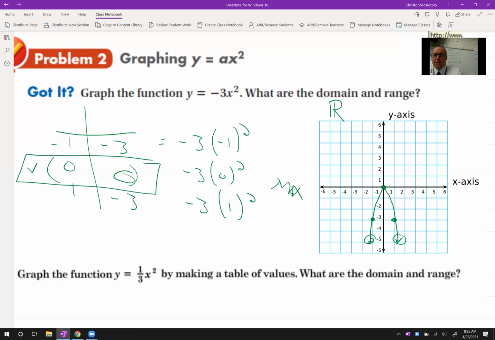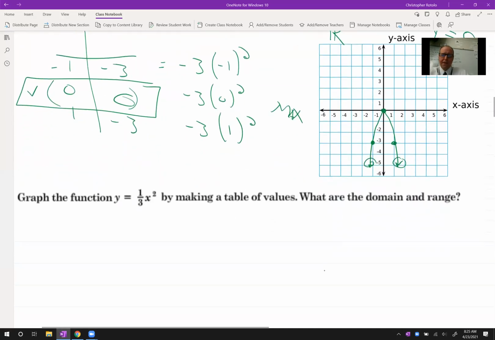And the range, it only goes down, right? So y is less than or equal to that y value right here, which is 0, right? So it goes down. Okay, so we talked this year a lot about domain and range, mixed that in there with some different functions. But now we're really getting into it.